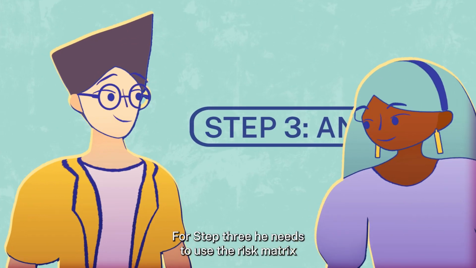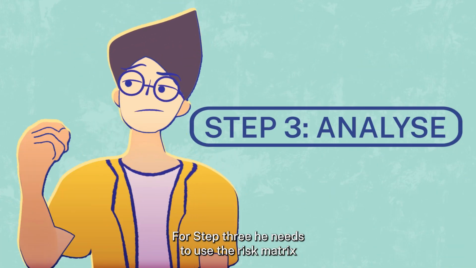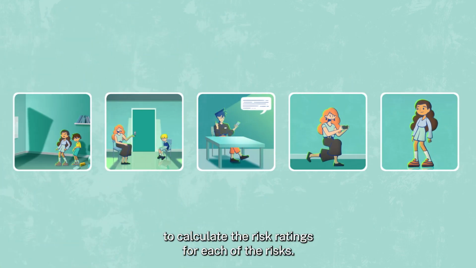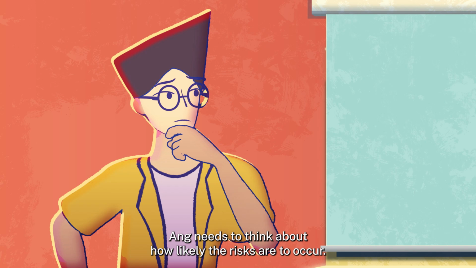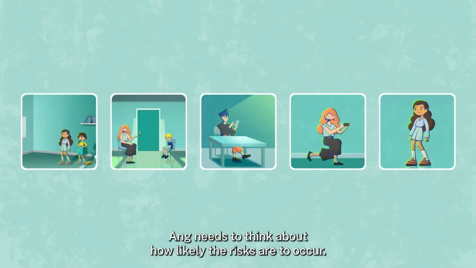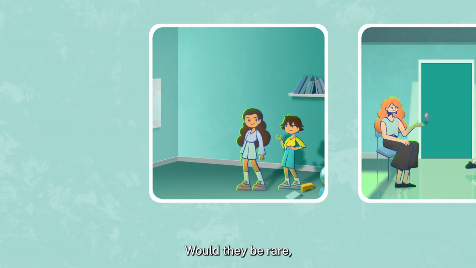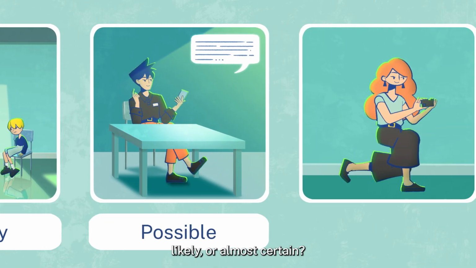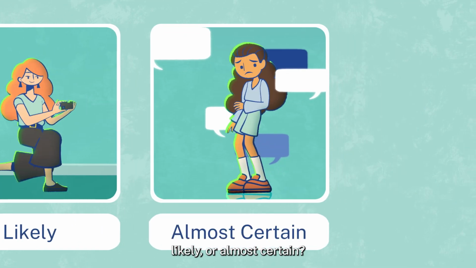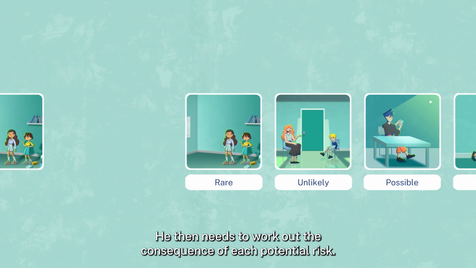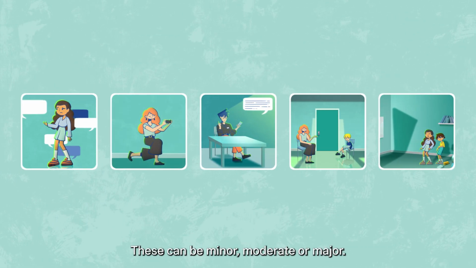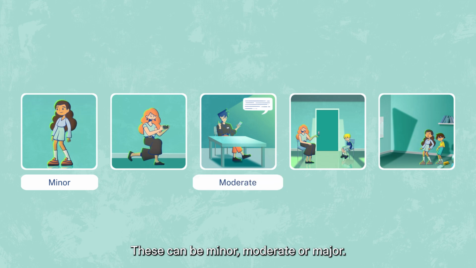For step 3, he needs to use the risk matrix to calculate the risk ratings for each of the risks. Ang needs to think about how likely the risks are to occur. Would they be rare, unlikely, possible, likely, or almost certain? He then needs to work out the consequence of each potential risk. These can be minor, moderate, or major.